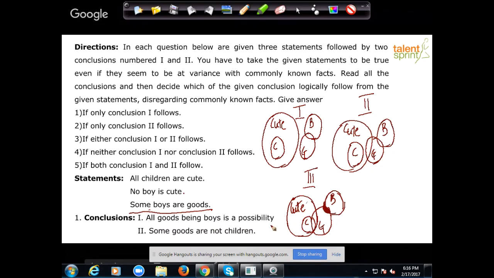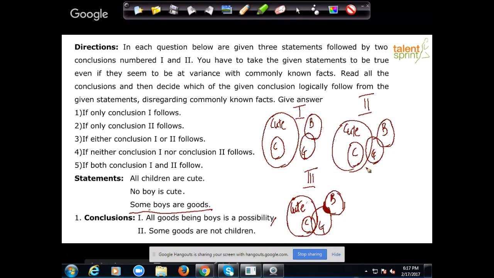Now let's look at the second. Some goods are not children. Now if we look at 1, 2, 3, in all the 3 situations, there are some goods which are not children. If you look at situation 1, the entire set of goods does not overlap with children at all, which means that yes, some goods are not children.